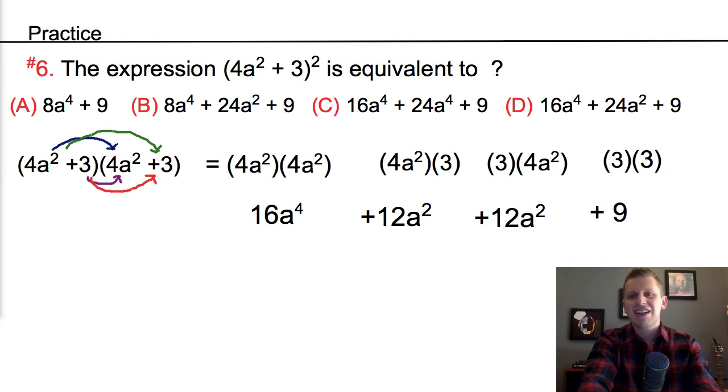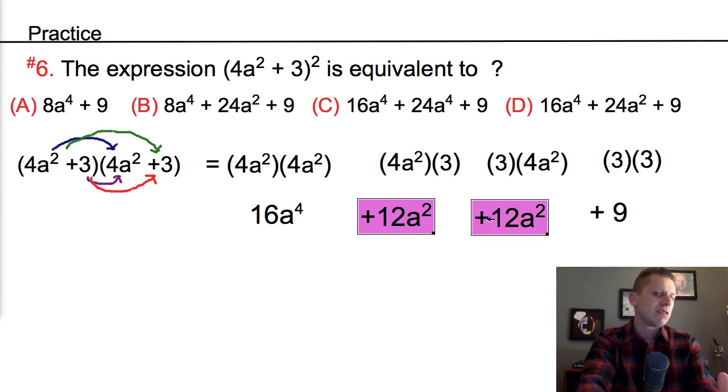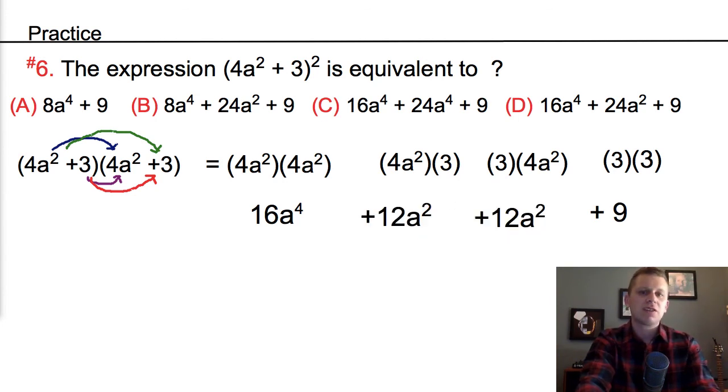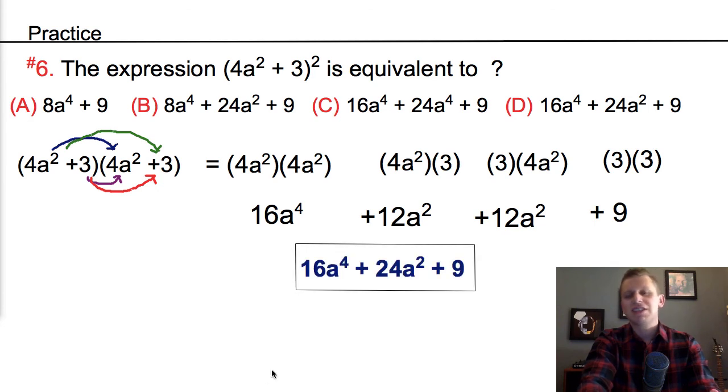That's just 9. Finally, combine the like terms. If I have 12a squared and another 12a squared term, that becomes 24a squared. So my final answer is 16a to the fourth plus 24a squared plus 9.